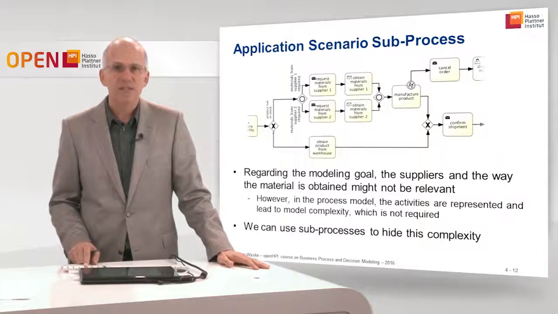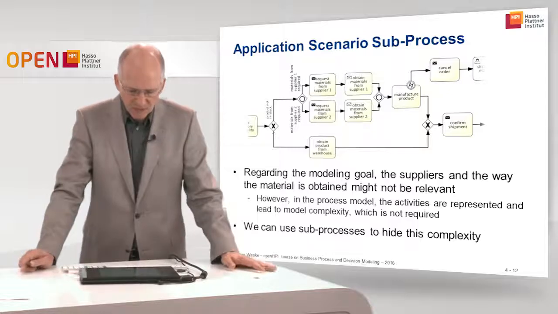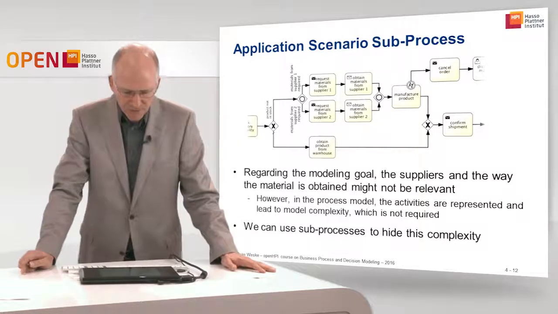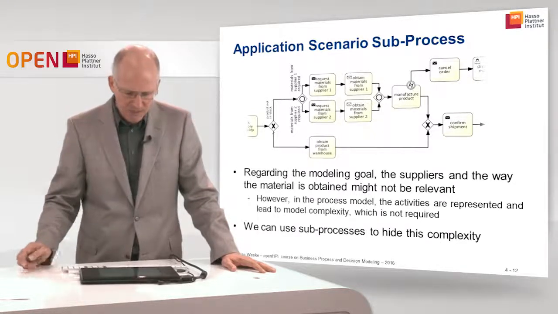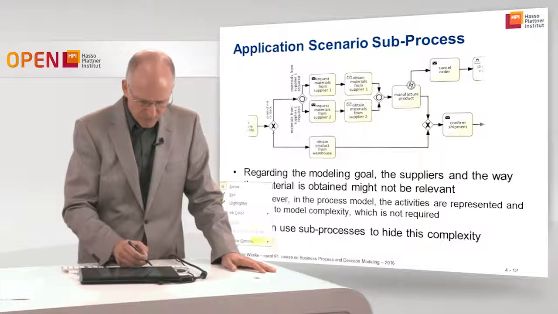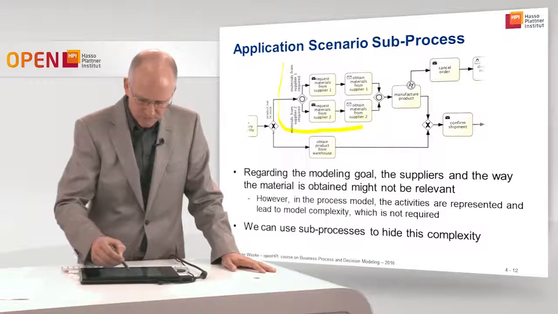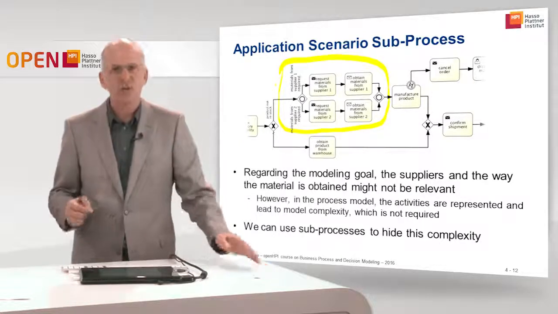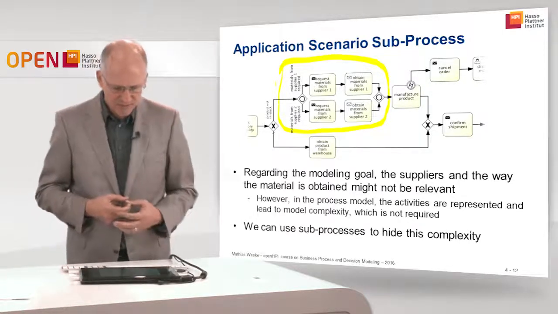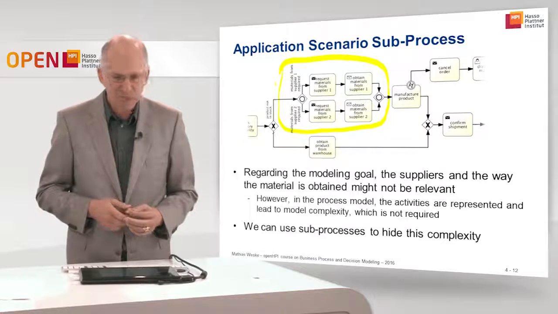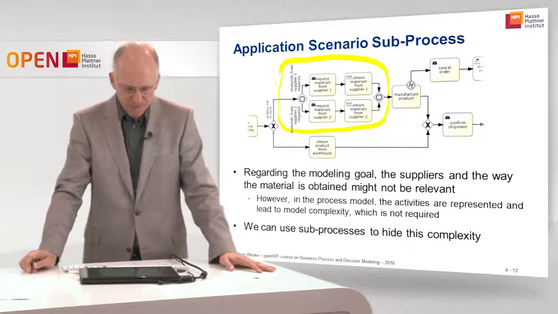We would like to illustrate the concept of sub-process in our application scenario. Here we have a part of the order process we've been looking at before, and here we see the upper part. We have a structure like this, and somehow logically we can say that this belongs together. That's the procurement of the parts from the two suppliers in this inclusive OR structure.